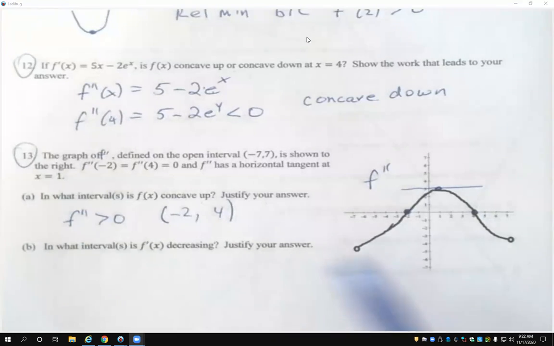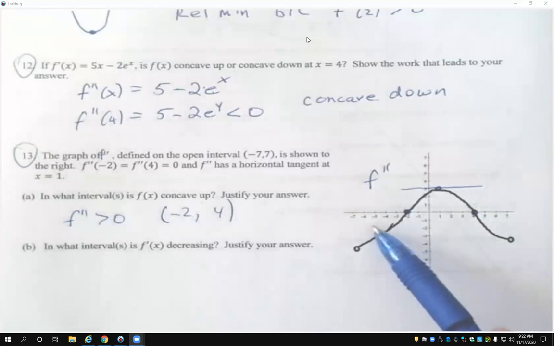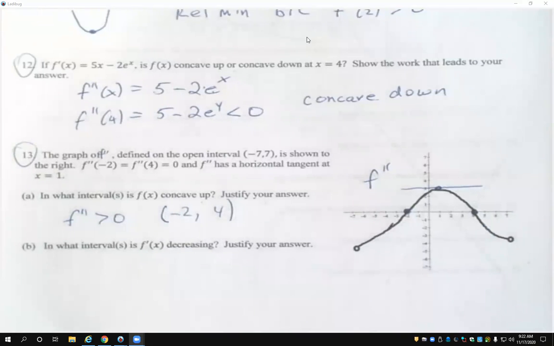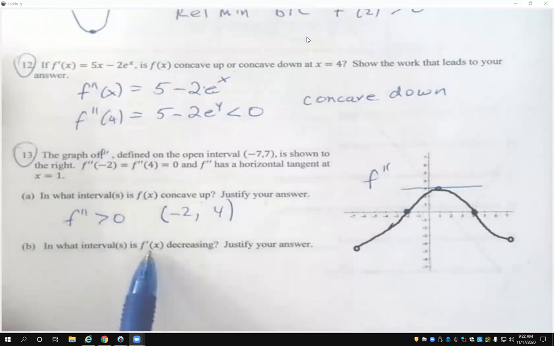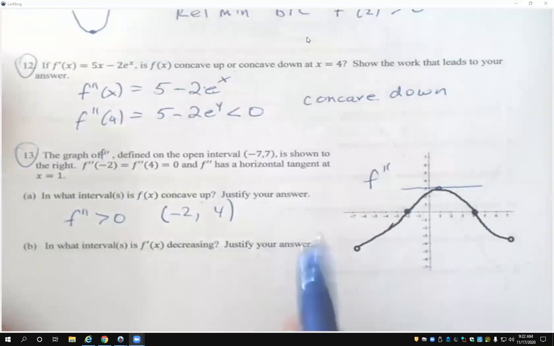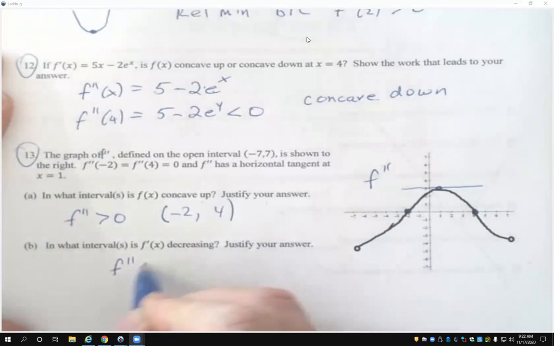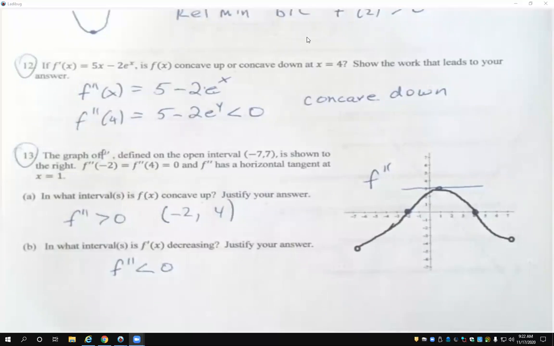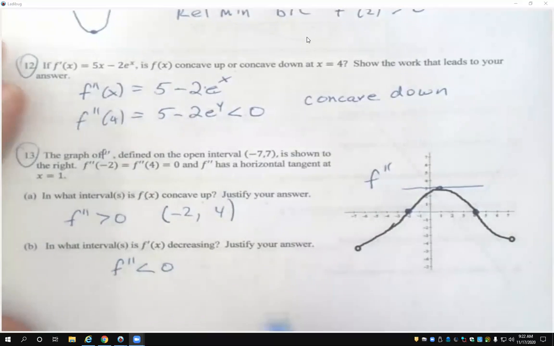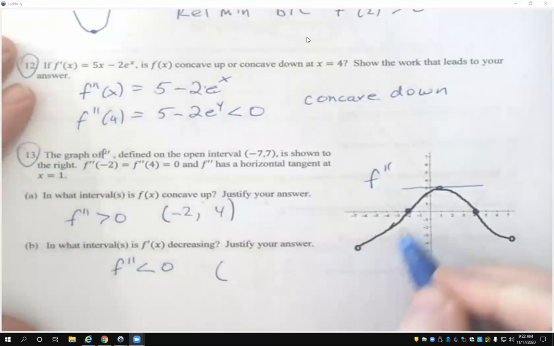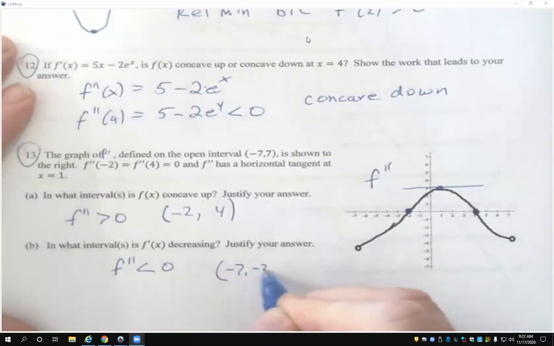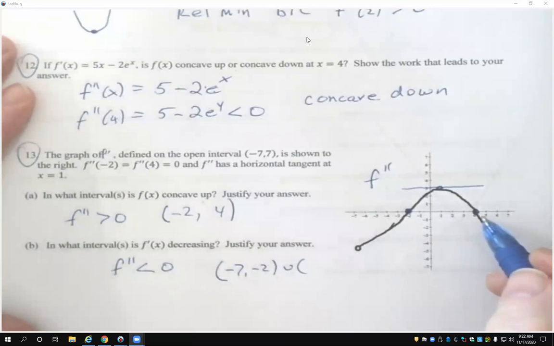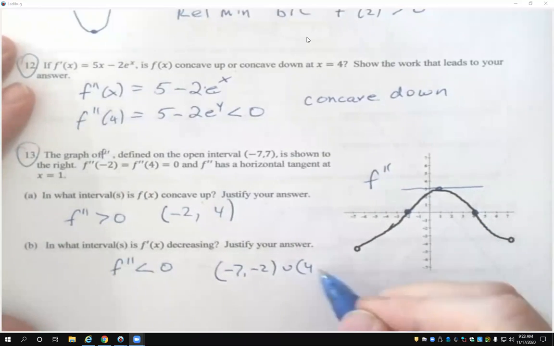So f double prime doesn't necessarily have to be only talking about concavity. If it's talking about f prime, it's talking about where f prime is increasing or decreasing. Well, f prime is decreasing where f double prime is negative, just like f is decreasing where f prime is negative. So f double prime is negative on the intervals -7 to -2, union with 4 to 7.